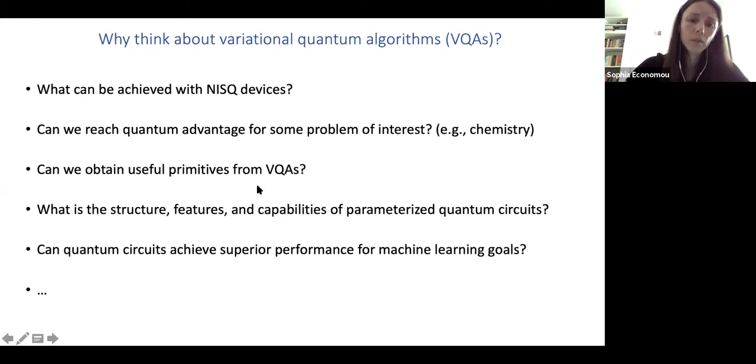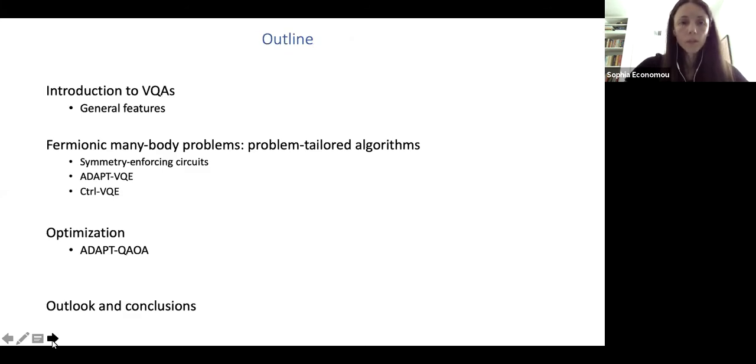Another thing you can think about with variational quantum algorithms is, can we get useful primitives? Can we get a piece of a circuit that does something we're interested in better than we would have designed it to do that same thing? And then we can also ask more fundamental questions about the structure, features, and capabilities of parameterized quantum circuits. Many people are working on quantum machine learning type problems and worry about these questions. That's something I'm not going to talk about at all in this talk, but it is an active area of research as well. So here's the outline of my talk.